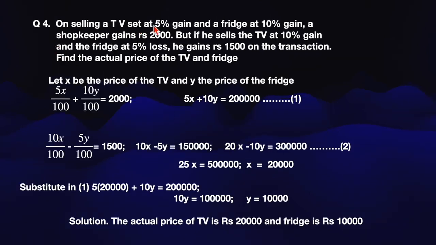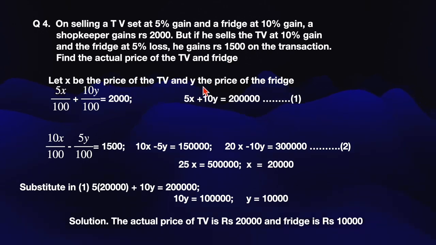Question 4. On selling a TV set at 5% gain and a fridge at 10% gain, a shopkeeper gains rupees 2000. But if he sells the TV at 10% gain and the fridge at 5% loss, he gains rupees 1500 on the transaction. Find the actual price of the TV and fridge. So this statement, find the actual price of the TV and fridge, gives me x and y. Let the actual price of TV be x. Let the actual price of fridge be y.